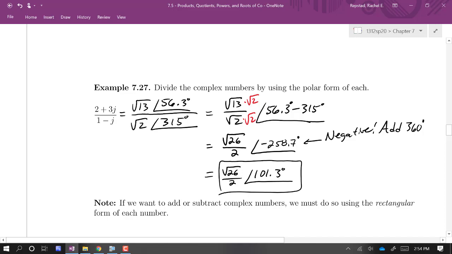As we've seen here, the polar form can be really pretty convenient for multiplying and dividing. If you need to add and subtract complex numbers, you've got to do that using rectangular form. So if you were starting with rectangular form, you wouldn't convert to polar. And if you were starting with polar form and needed to add or subtract, the first thing you would do is convert to rectangular form, so you can add the real parts and add the imaginary parts.